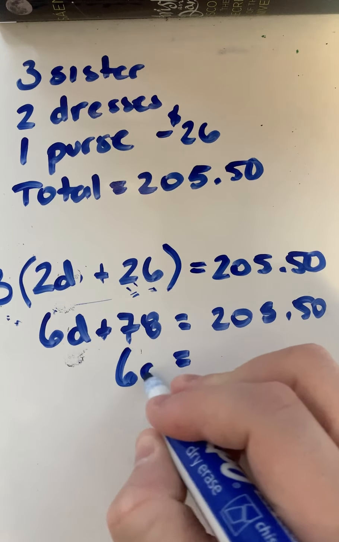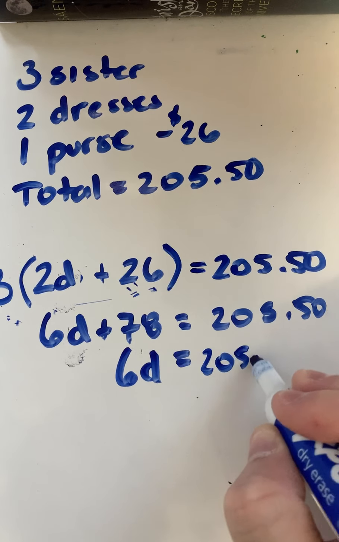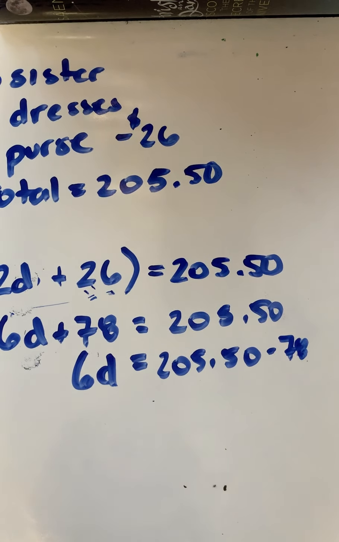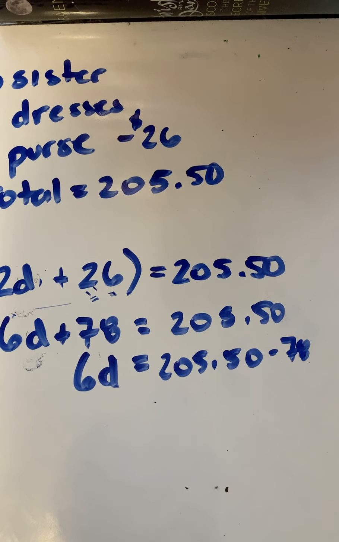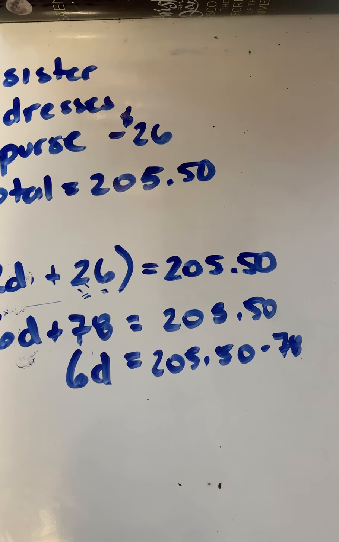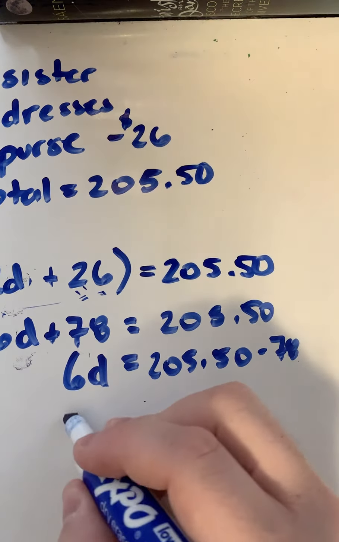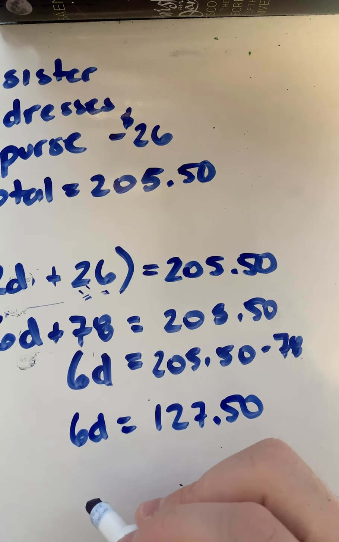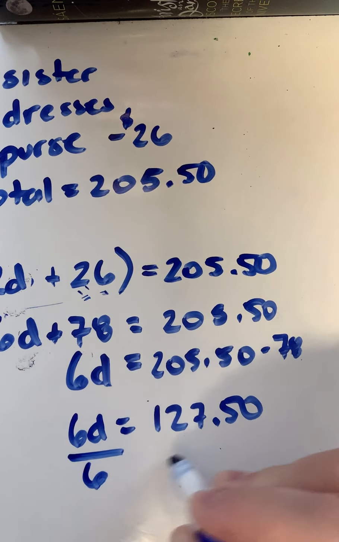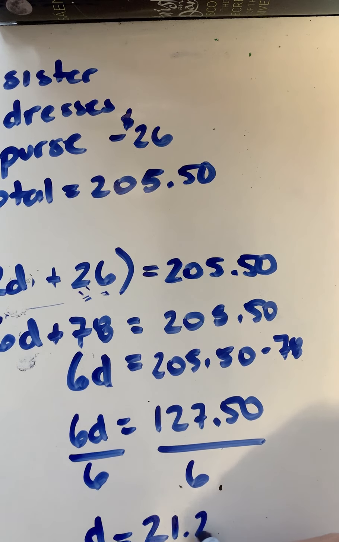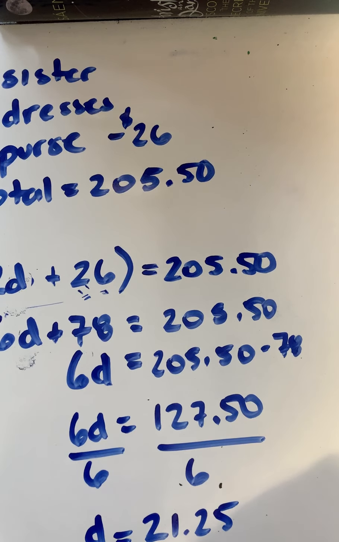So now I'm going to isolate the variable. I'm going to isolate for those dresses, so 205.50 minus 78. And I'm just going to do the math quickly here. So 6D equals 127.50. And then we divide this by 6 and divide this by 6. And each dress is going to cost us $21.25. Okay?